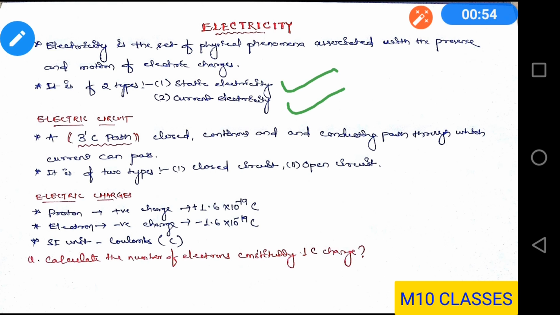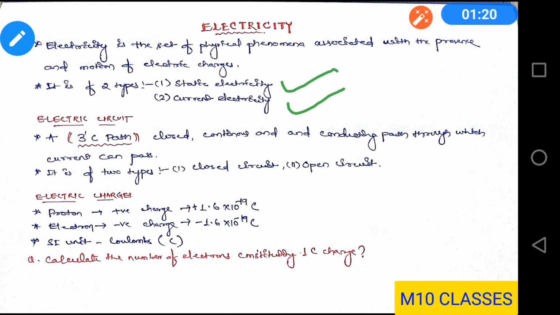You have already read about static electricity in class 7th or 8th, and that is produced due to rubbing and friction. Due to rubbing and friction, there is a temporary movement of charges from one body to another body, due to which one body gets positively charged and the other body gets negatively charged. Here in current electricity, we'll see the continuous flow of electric charges.